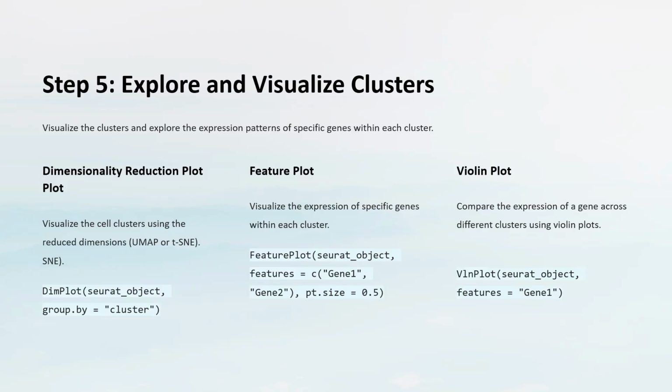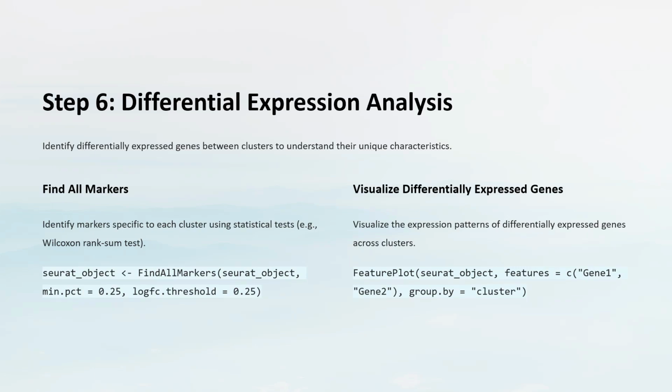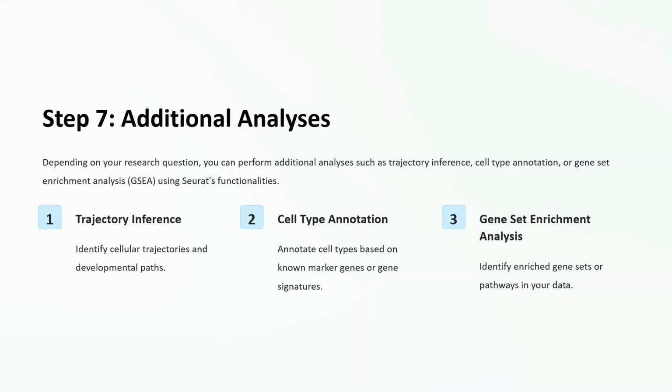Then we are going to explore and visualize the clusters of genes. We identify the cell clusters, visualize them, and explore the expression pattern of specific genes within each cluster. Here we have a few options. We can use a dimension reduction plot, a feature plot within each cluster, and also a violin plot. We then identify differentially expressed genes between the clusters to identify their unique characteristics. We can find their markers and their differentially expressed genes.